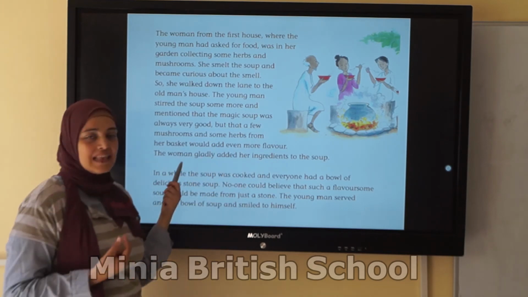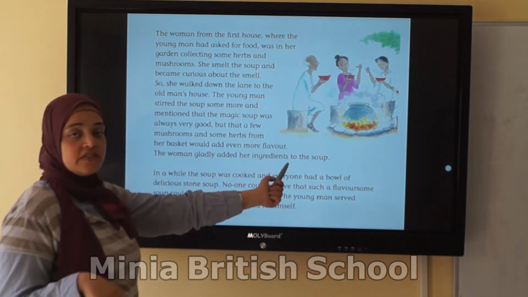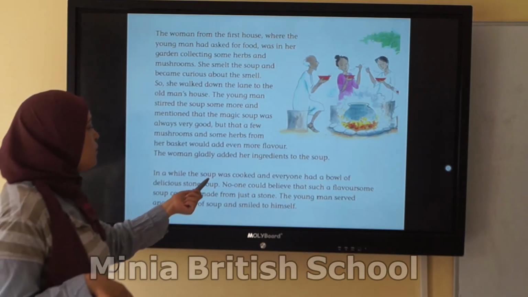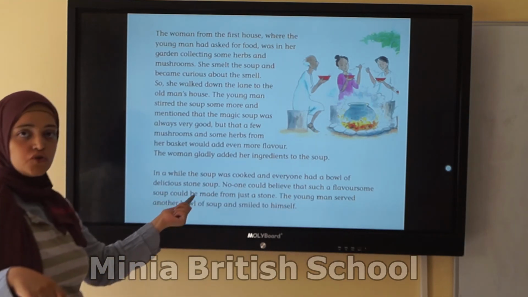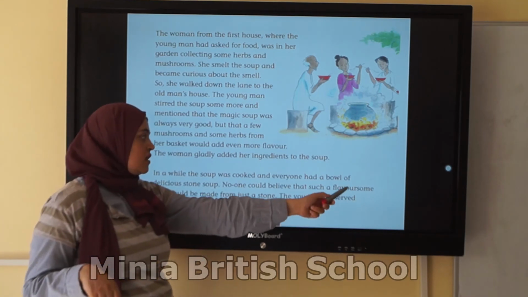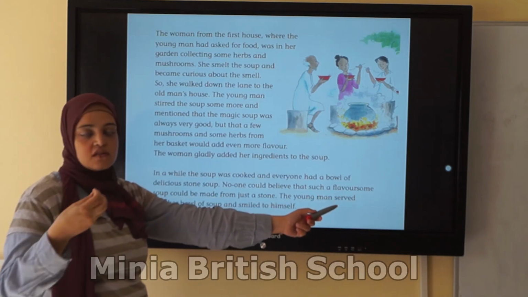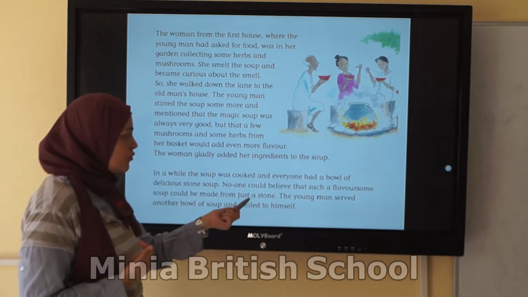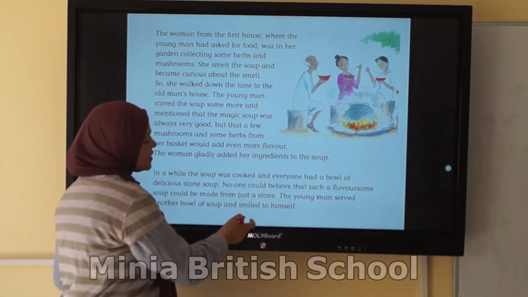The woman gladly, very happily, added her ingredients to the soup. In a while, the soup was cooked, and everyone had a bowl of delicious stewing soup. No one could believe that such a flavoursome soup could be made from just a stone. Flavoursome means very delicious, something that tastes very nice. The young man served another bowl of soup and smiled to himself.